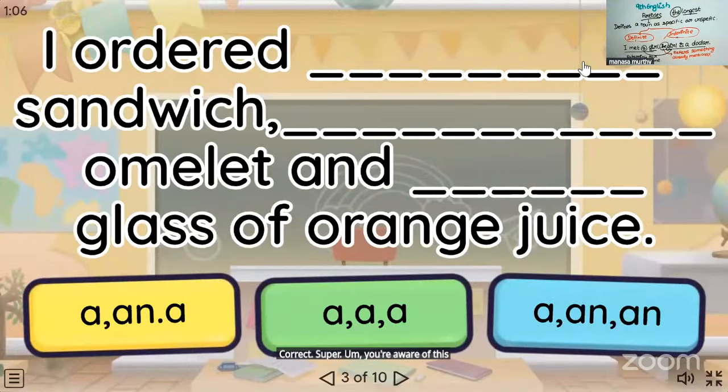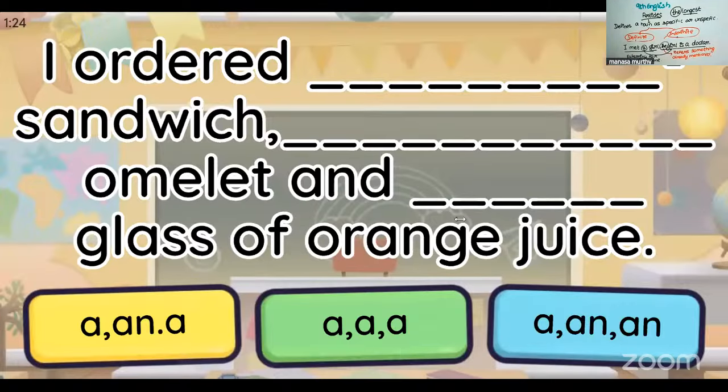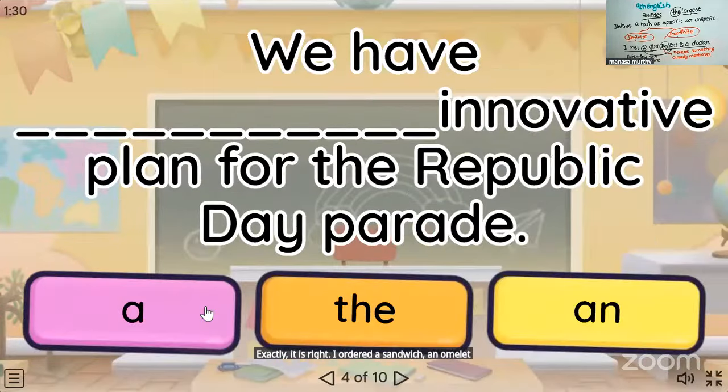I ordered dash sandwich, dash omelette, and dash glass of orange juice. A, B, C. Option one ಹೇಳಿದ್ರೆ ಸಾಕು. No need to write again and again. A ಅಂತ ಹೇಳಿದ್ದಾರೆ. Exactly, it is right. I ordered a sandwich, an omelette, and a glass of juice.